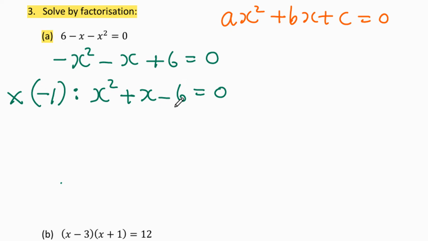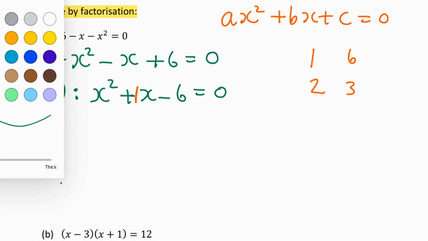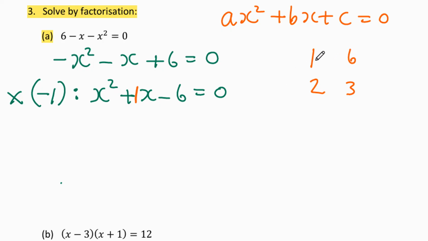Now we want to look at factors of 6. So the factors of 6 are 1 and 6, and 2 and 3. We're looking for factors that when we add or subtract them, we get positive 1. Now, of course, here, 1 and 6 can never give us positive 1, whether we add or subtract them. 2 and 3 can give us positive 1 if the 2 is negative and the 3 is positive, because negative 2 plus 3 will give us positive 1. So now we can open our brackets.